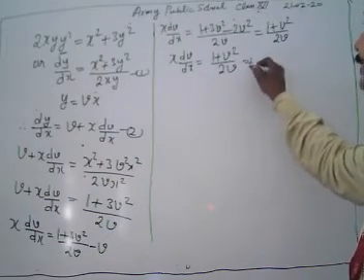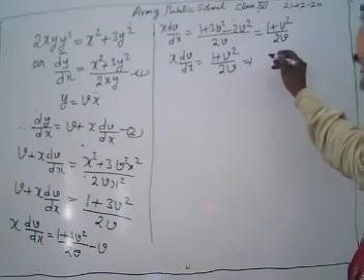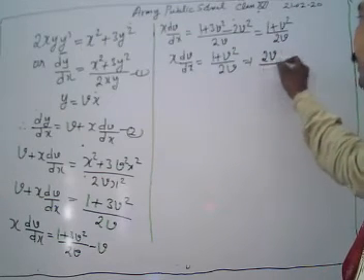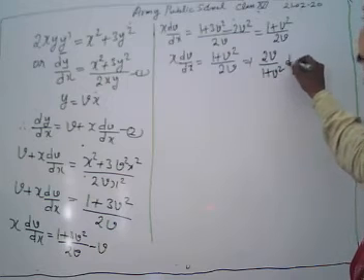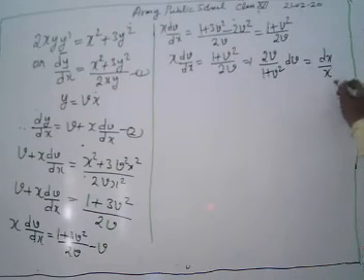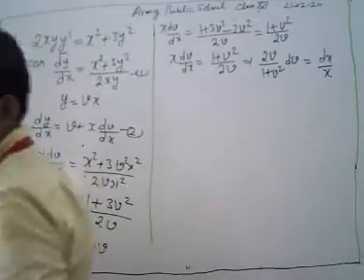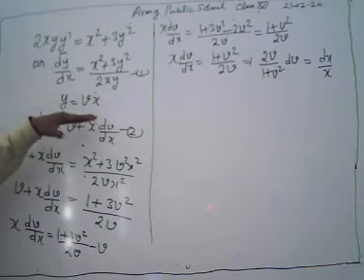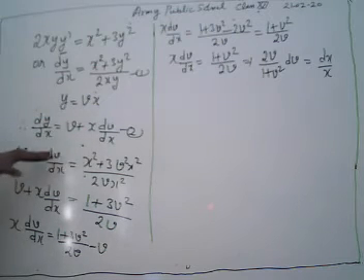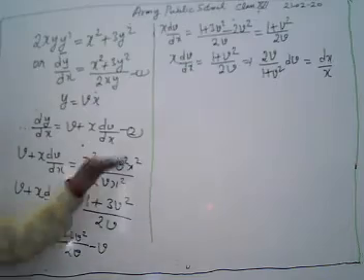Now we have to separate our variables from here. After separating variables, we have 2v/(1 + v²) dv = dx/x. Till now we have completed our first step, put y = vx. In the second step, put dy/dx = v + x dv/dx. In the third step, we separate our variables.